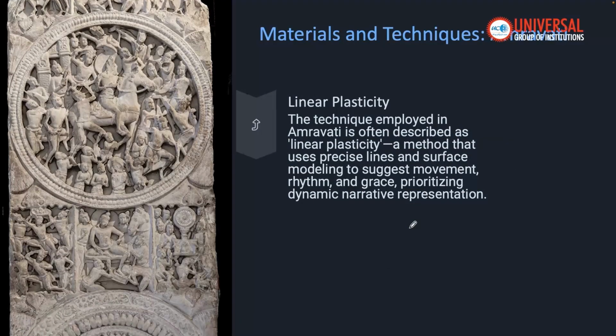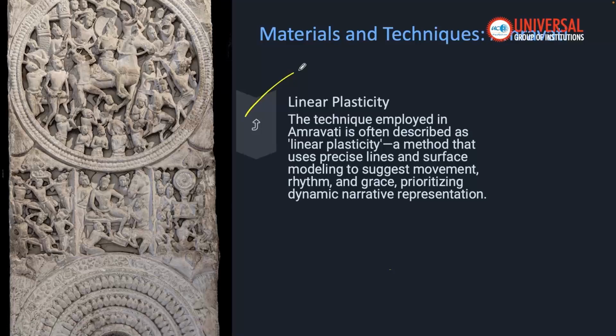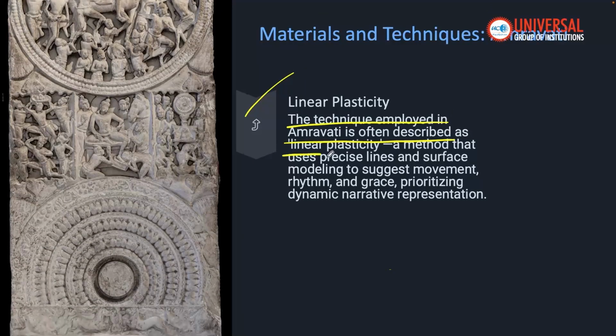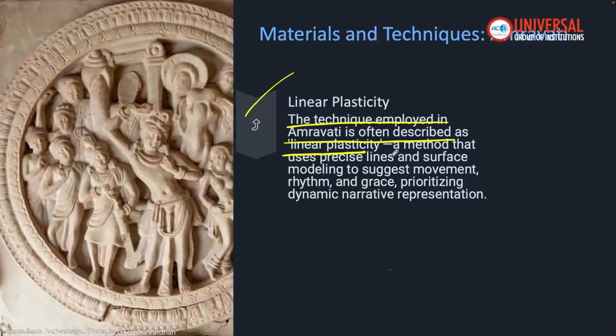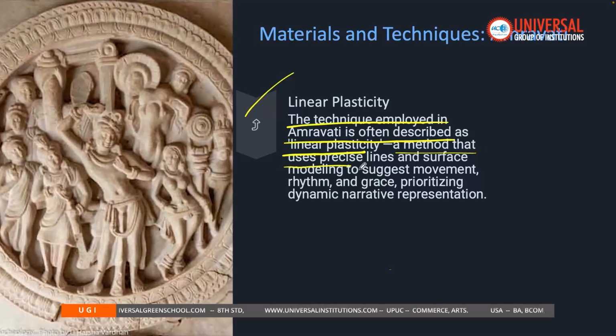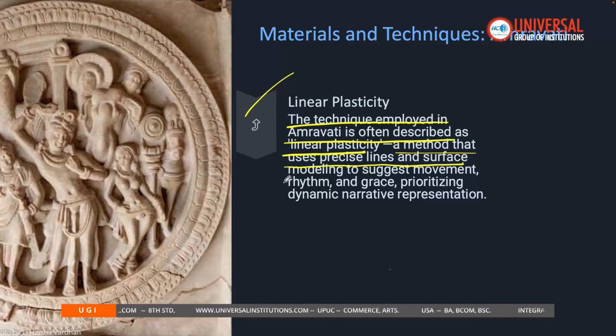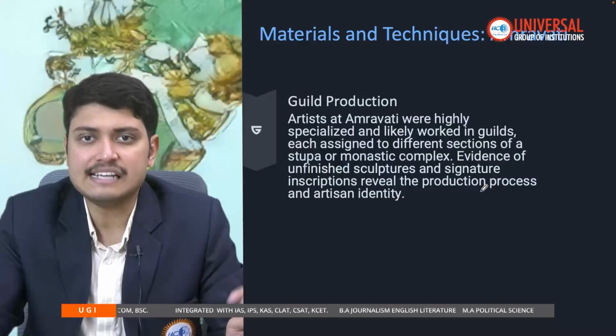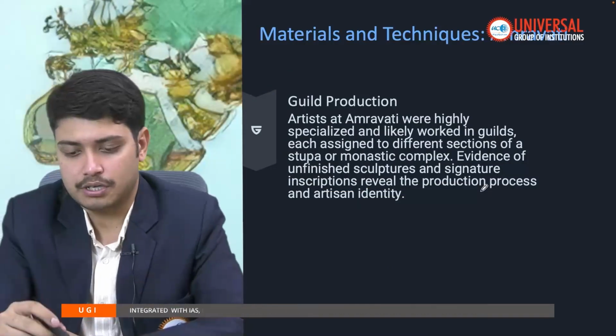Linear plasticity. This is another very important point. The technique employed in Amaravati is often described as linear plasticity, a method that uses precise lines and surface modeling to suggest movement, rhythm and grace, prioritizing dynamic narrative representation. Now the next point is the guild production.